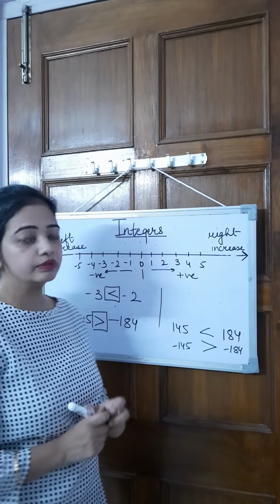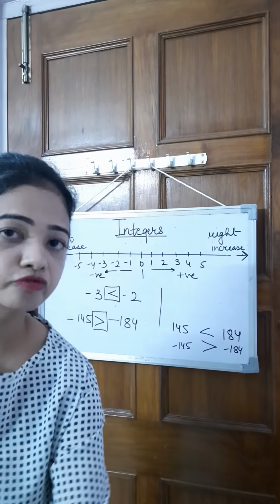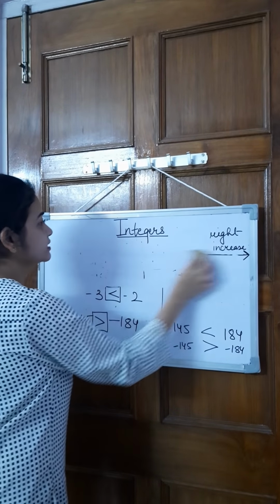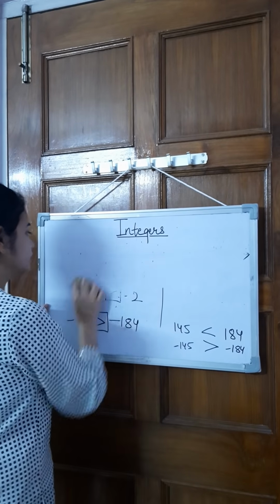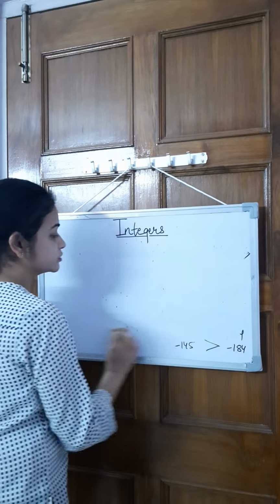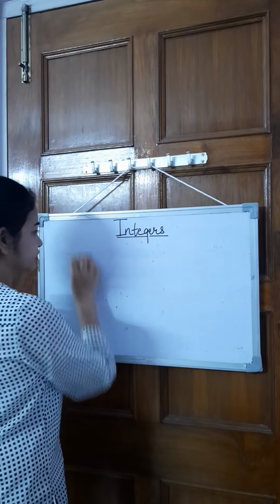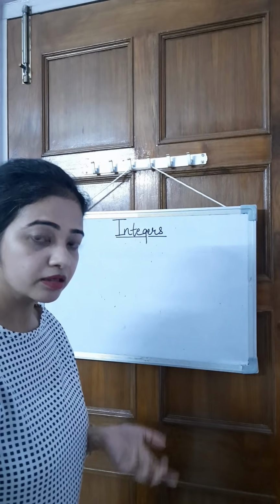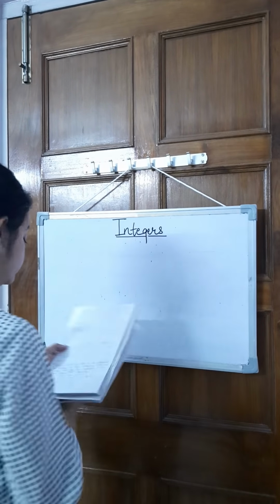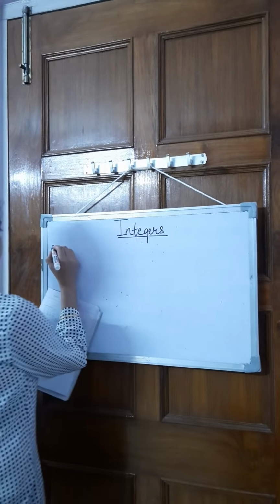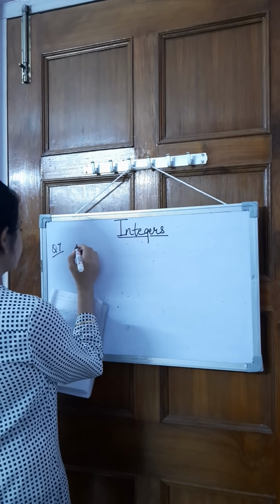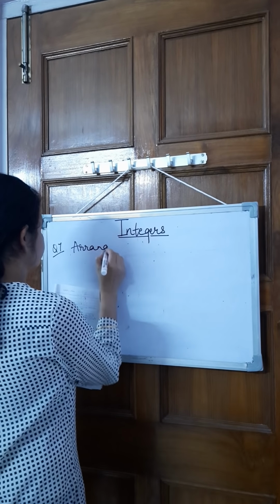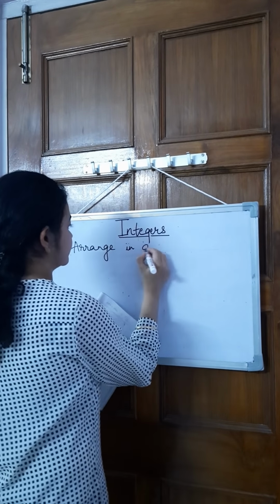Okay. Now I am taking one question from your exercise, which says arrange. Right now, whatever we have discussed, we were comparing two numbers, whether positive or negative. Now if I have to compare more than two numbers, then what to do? So I am taking question number 7 of your first exercise, which says arrange in descending order.